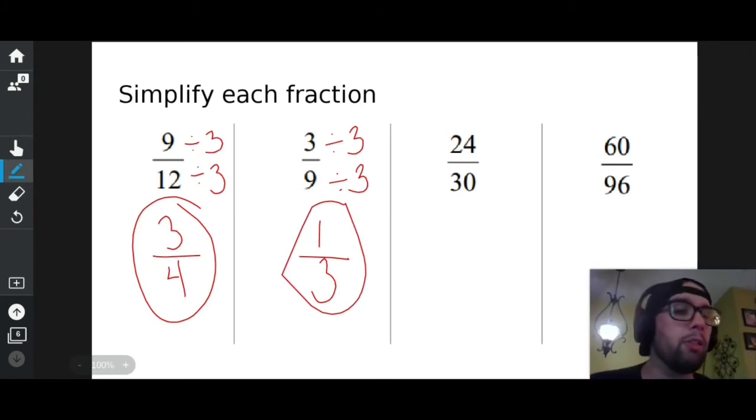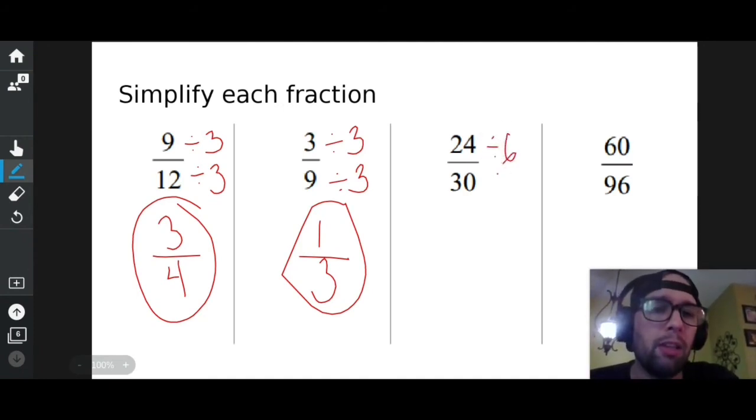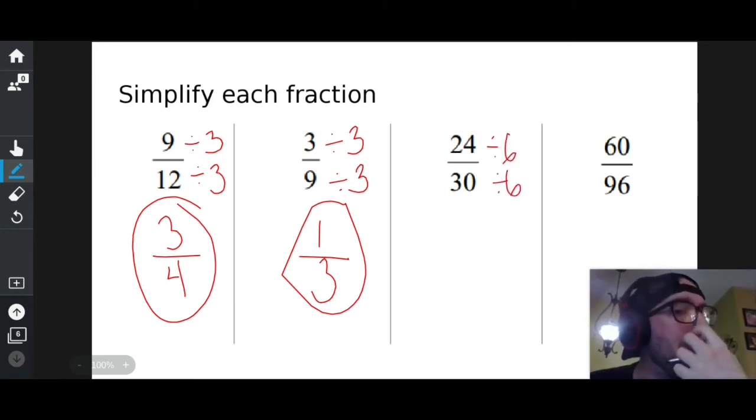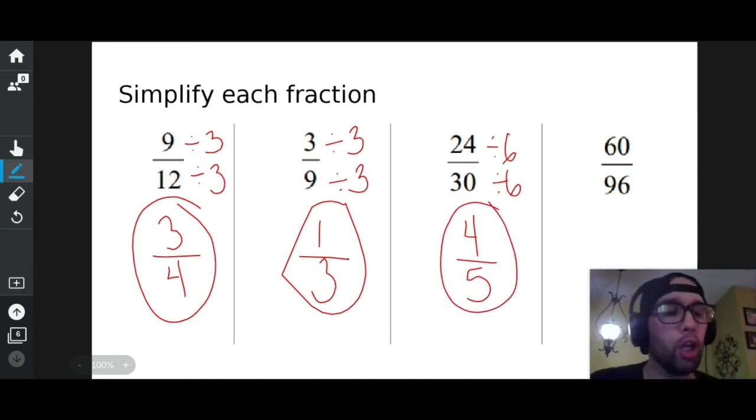I could divide by 2, but some of you might notice that you could divide by 3 also. And if you could divide by 2 and 3, that means you could divide by 2 times 3. You could divide the top and the bottom by 6. 24 divided by 6 is 4. 30 divided by 6 is 5. I can't go any further. Done.